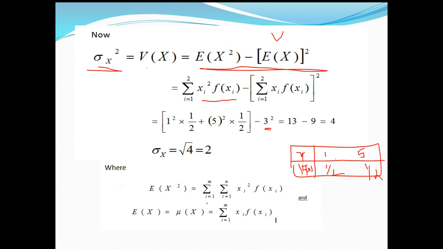Now first you have to take xi square, that is 1 square into 1 by 2. That is what I've written here, plus 5 square into 1 by 2. That is what I've written here. This is how we find E of x square. Minus 3 square, as we already got the expectation of x. Substituting this, we get sigma x square is 4. Therefore sigma x is the square root of the variance, that is 2.